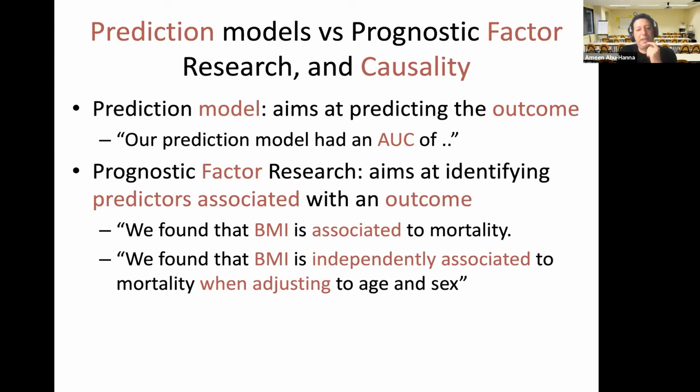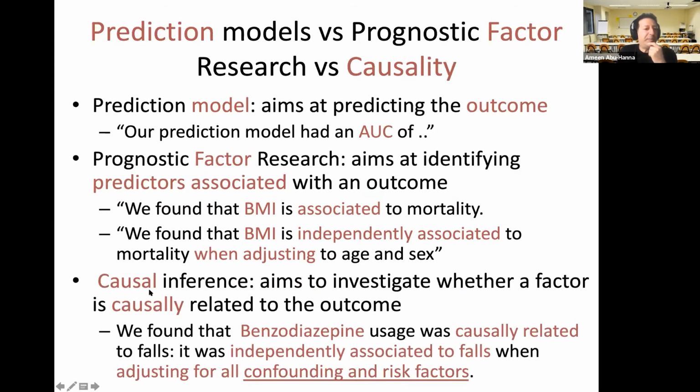If we go another step, you can see that some studies want to know if there's a causal relationship between a variable and the outcome. And the aim here is to investigate whether, if I change the variable, the outcome will also change. When I look at prognostic factor research, it doesn't mean that if I change the BMI, the outcome will change. It's just that there's an association. When we talk about causality, we really talk about something that affects the outcome, not just is associated with it.